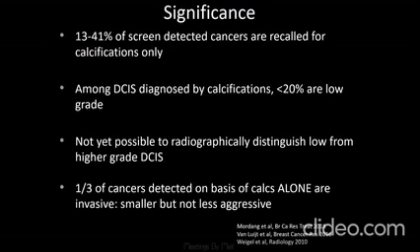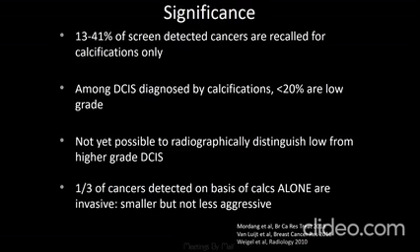So why is this significant? Why are we focusing so much on calcifications? If we look at the literature, the range of cancers that are detected primarily or solely based on calcifications is all over the place, 13 to 41%. So they're important. There's a lot of cancers that are just calcifications. Among DCIS diagnosed by calcifications, actually a low percentage, less than 20%, are low grade. This is really important. We keep hearing about overdiagnosis, and DCIS keeps taking the blame for that, calcifications, but really it's a minority at detection that are low grade.